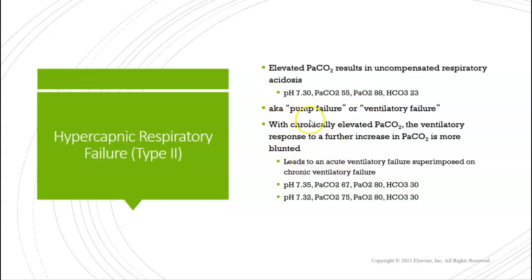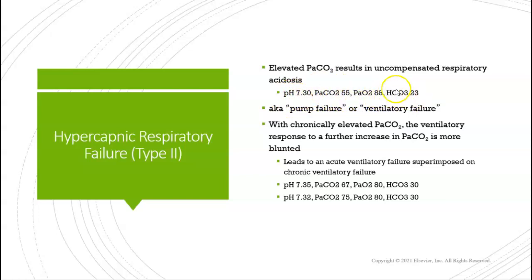Sometimes this is referred to as pump failure or ventilatory failure. I usually refer to this as ventilatory failure. That's why I keep messing up and saying that instead of respiratory failure, because really this is an issue with ventilation. We're not ventilating enough to eliminate the CO2 from our body. So this can happen also chronically.